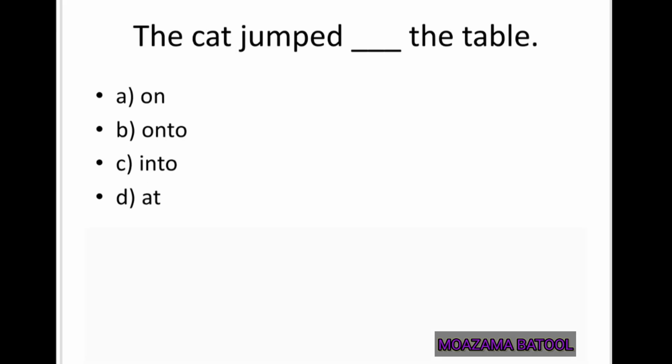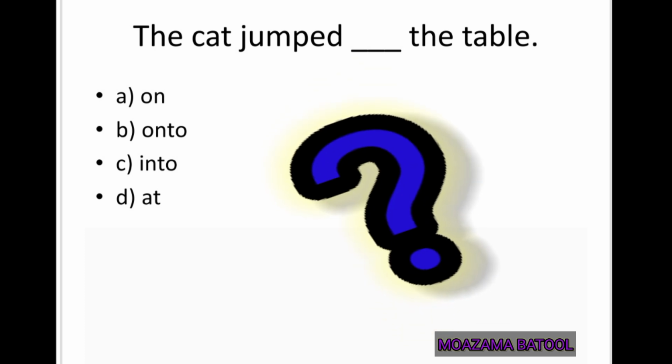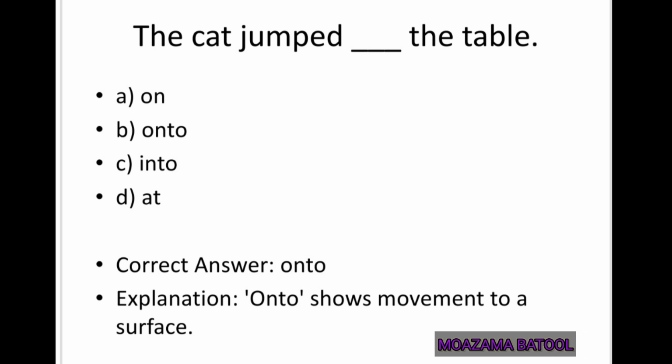Next one, the cat jumped dash the table. Options are on, onto, into, at. The correct answer is onto, because onto shows movement to a surface.